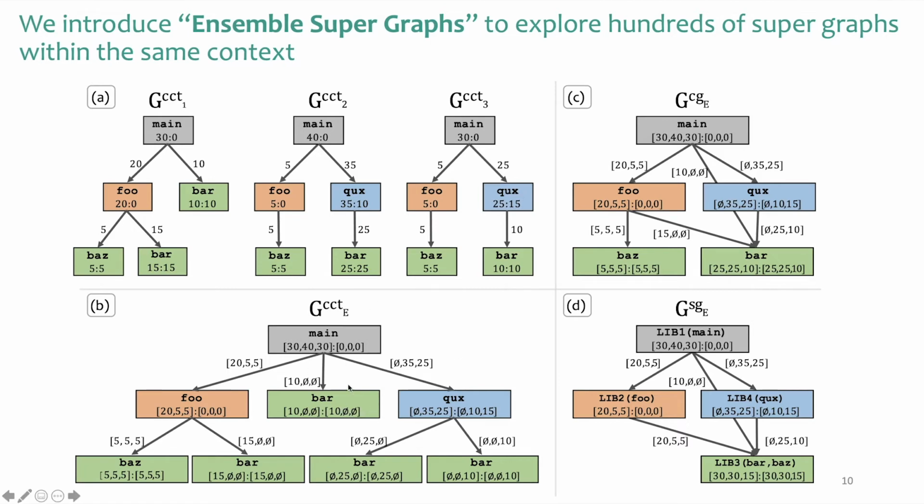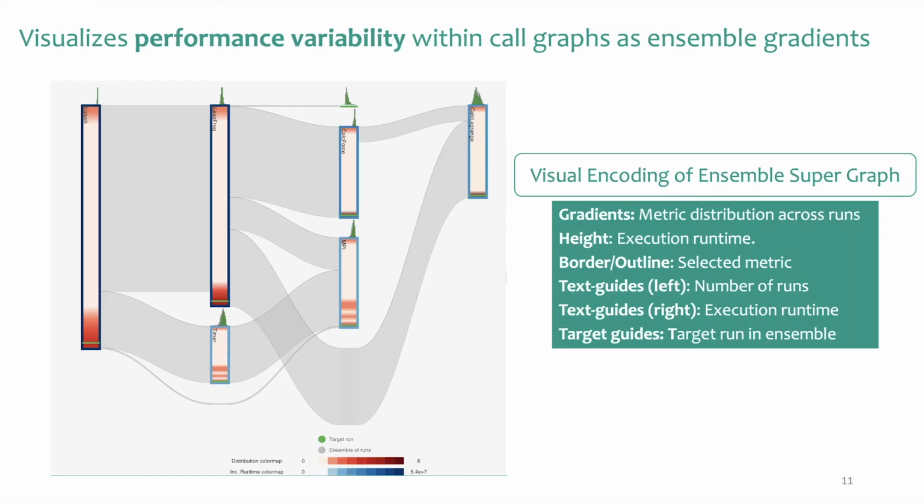Next, the ensemble CCT is converted to an ensemble call graph by merging the call sites with the same function name. For example, the bar call site occurs in multiple calling contexts which are further aggregated in a call graph. The associated vectors are element-wise added to summarize the performance runtime on each call site. Finally, the ensemble call graph is aggregated to a module-level ensemble supergraph through user-defined filtering and grouping operations similar to a single supergraph. To encode the performance variability, we encode each supernode using ensemble gradients.